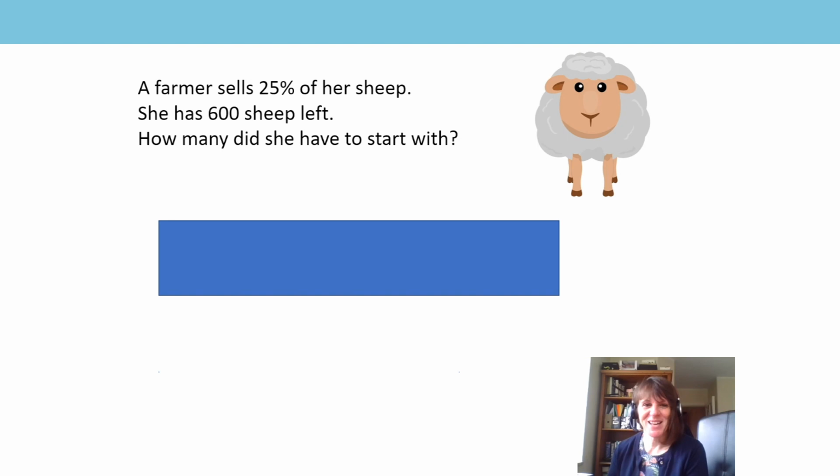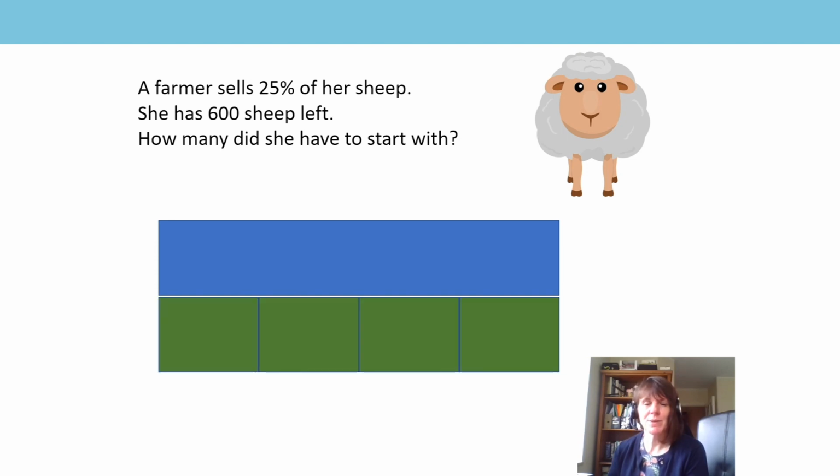So here's my bar model, and that represents 100% of the sheep. She sells 25%. Okay, so I'm just going to think 25% is the same as 25 hundredths, which is the same as a quarter. So I've divided my bar model into 4 equal parts, and I know that I'm going to subtract one of those parts because 25%, 25 hundredths, 0.25, 1 quarter of the sheep have been sold. And I now know that this 600 is here, and that's 75% of the sheep. Okay, that's helped me to see the mathematics.